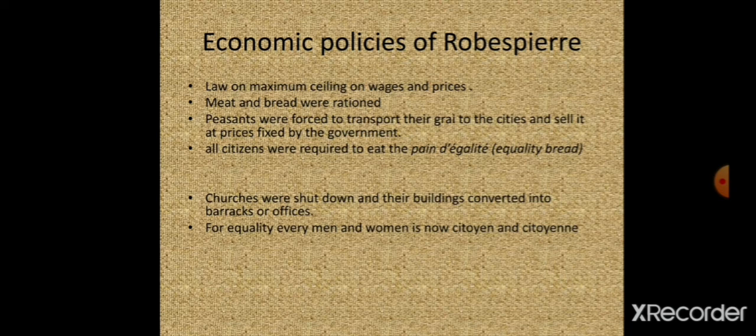For maintaining equality, every man and woman was now a citizen and citoyenne of France. Previously, the richer section of society was known as Sir and Madam, and now all French men and women were known as citizen and citoyenne, whether they belonged to the richer or the poor section of society. Finally, his reign was ended, and he was arrested and convicted by the court in July 1794. He was arrested, and the next day he got the same treatment that he had given to several people in France during his reign.